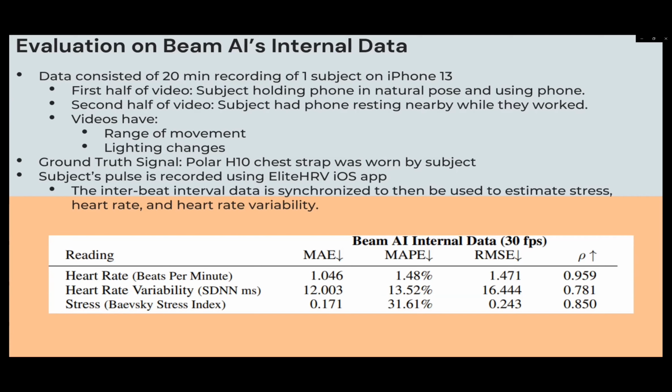The ground truth signal was observed by, firstly, the subject wearing a Polar H10 chest strap in the video, and then to extract their pulse from this, they used an app called Elite HRV, which is available on iOS. The interbeat interval data was then synchronized to estimate the stress, the heart rate, and heart rate variability. On the very bottom of the slide, you can see the metrics there for all of those different tests.